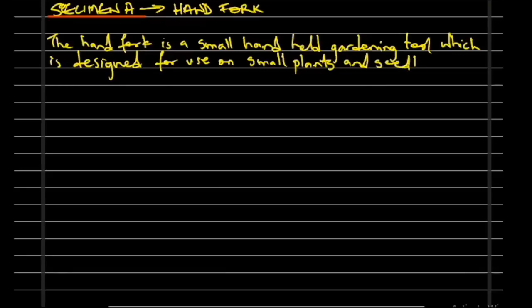And seedlings. That is what this garden fork is basically used for. It is designed for use on small plants and for seedlings. This particular tool is also called a weeding fork.